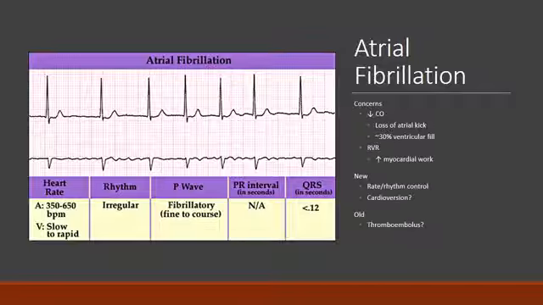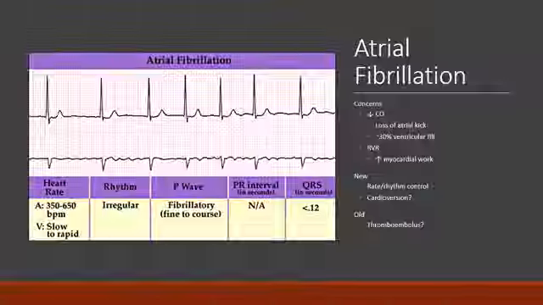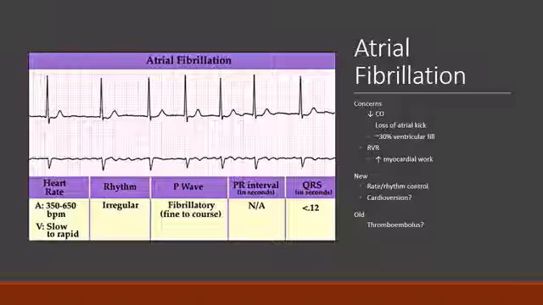So some of the concerns we have with atrial fibrillation, because we don't have that coordinated atrial contraction, we lose the fill that we would otherwise get. And that atrial fill and contraction pushes about 30% of the blood. With that being gone, the ventricles lose about 30% of the volume of blood they otherwise normally would have had. So the ventricles aren't filled as much as they used to be.